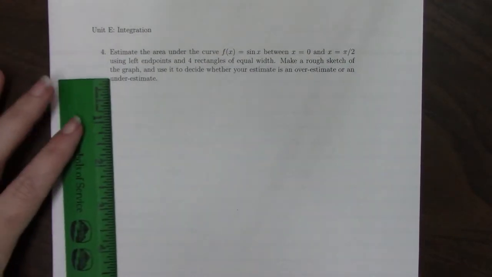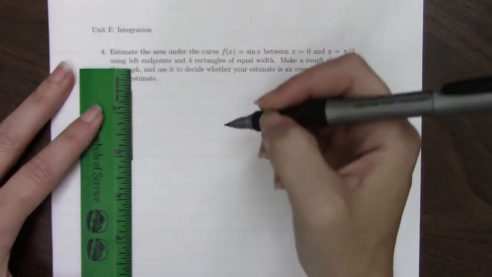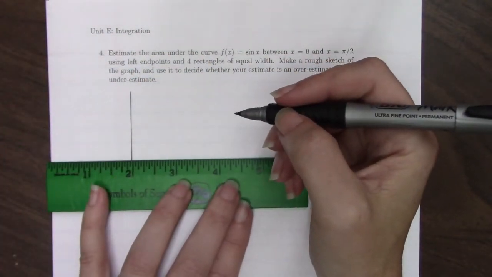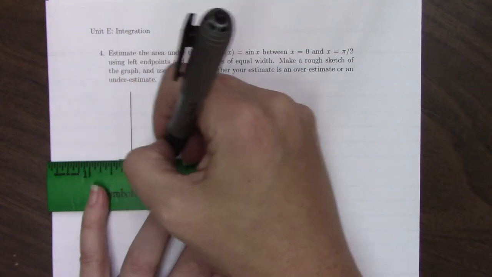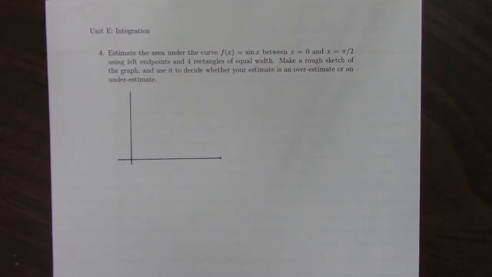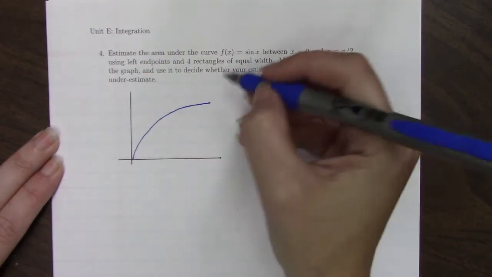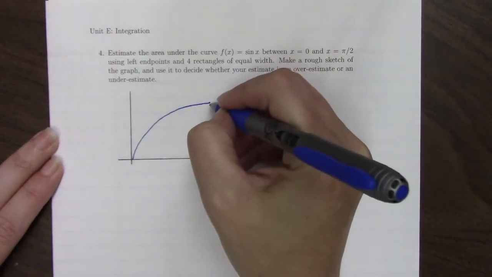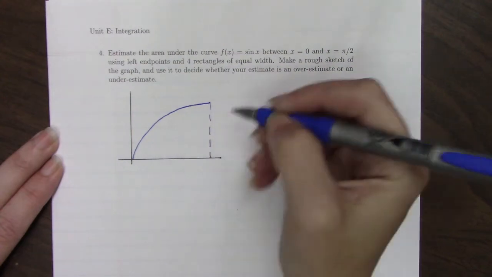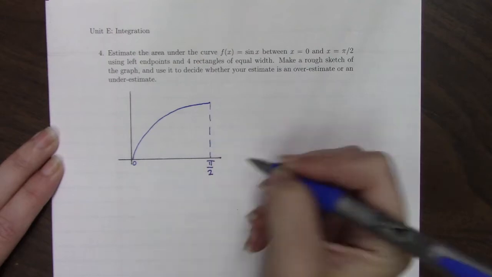So sine of x is a graph you should know. And since we're only going from 0 to pi over 2, that's just in the first quadrant. And sine of x goes through the origin and curves up, and at pi over 2, it's at its peak. So here is 0, here's pi over 2.